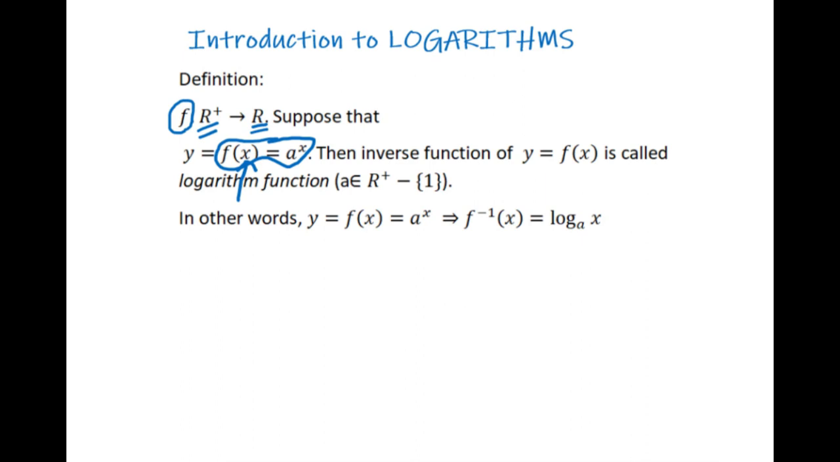Here there is one thing that we need to consider, which is, f of x is equal to a to the power of x, right? A should be any positive real number except 1. So a cannot be equal to 1, and we will see why in our upcoming videos. But at the beginning, we can just suppose it as it is.